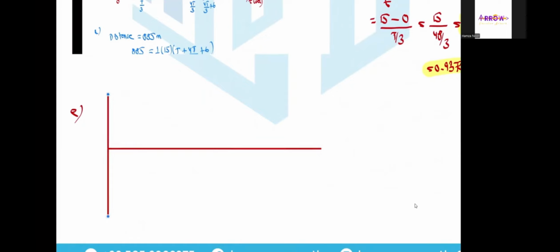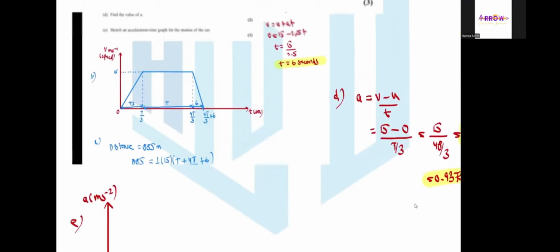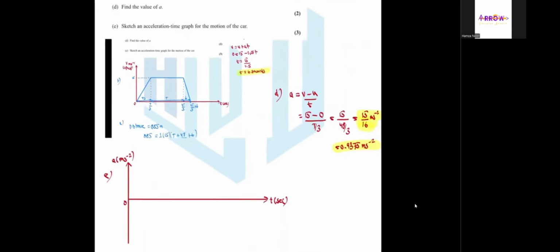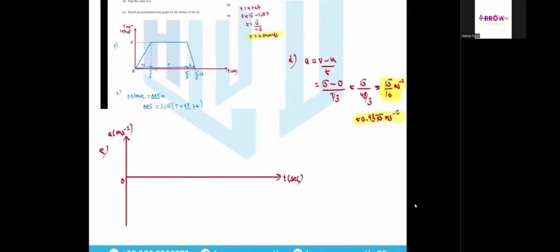So acceleration is a vector quantity. So you make room for a positive acceleration as well as a negative acceleration. On the horizontal axis, time in seconds, this is the origin. And on the vertical axis, we have acceleration in meters per second squared. In the first stage, acceleration is 0.9375, which is 15 over 16.